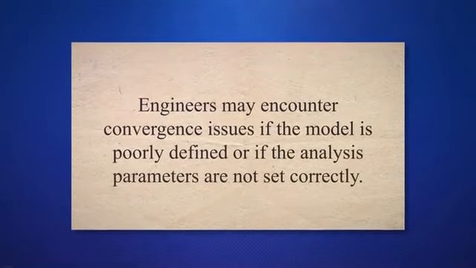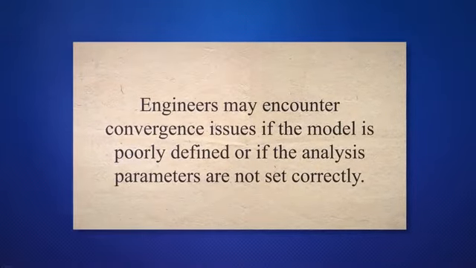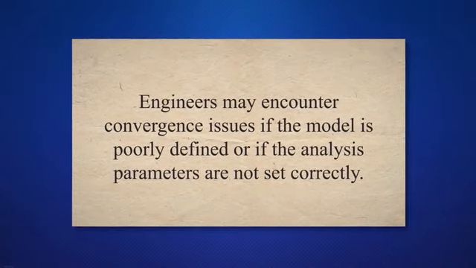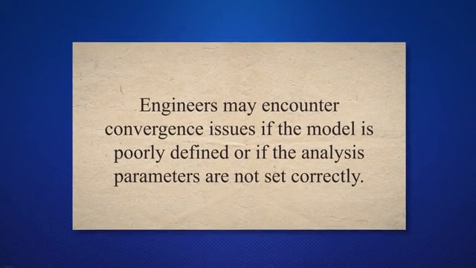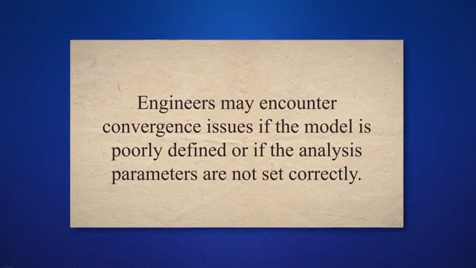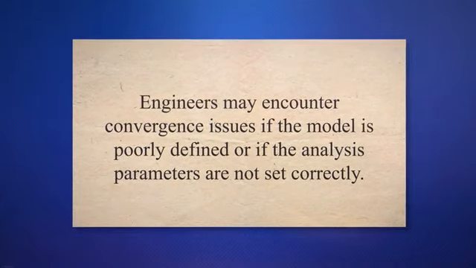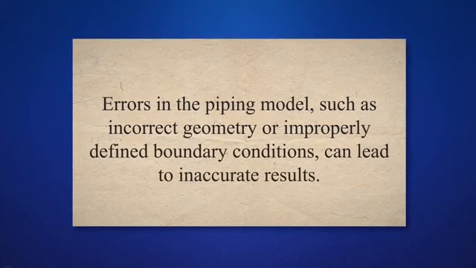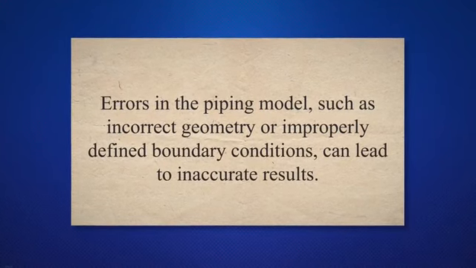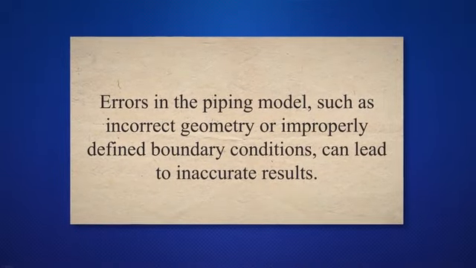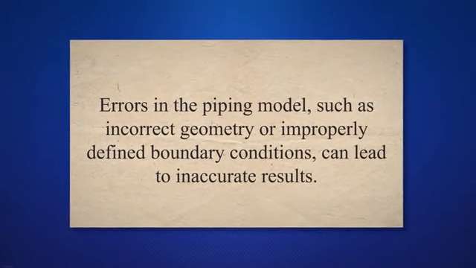Convergence refers to the process by which the analysis solution reaches a stable result. Engineers may encounter convergence issues if the model is poorly defined or if the analysis parameters are not set correctly. Troubleshooting convergence problems is essential for obtaining reliable results. Errors in the piping model, such as incorrect geometry or improperly defined boundary conditions, can lead to inaccurate results. Engineers need to carefully review and validate their models to avoid these errors.